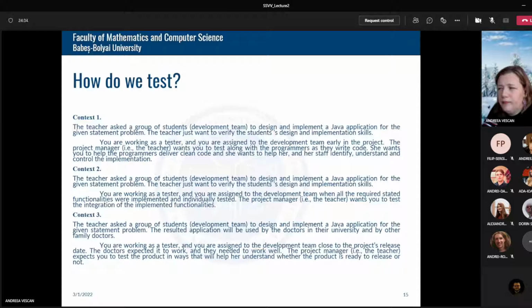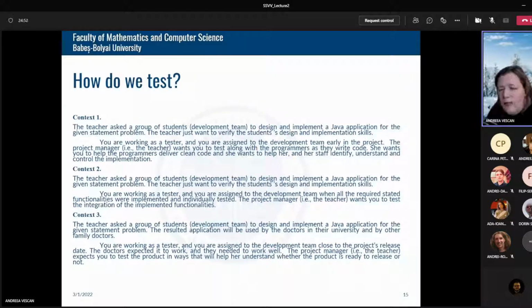The aim here is to help the project manager with the decisions to see exactly if the application is ready to be released or not. And the stakeholders will be also the project manager as well as the doctors. Yes, very good, Karina. Thank you.